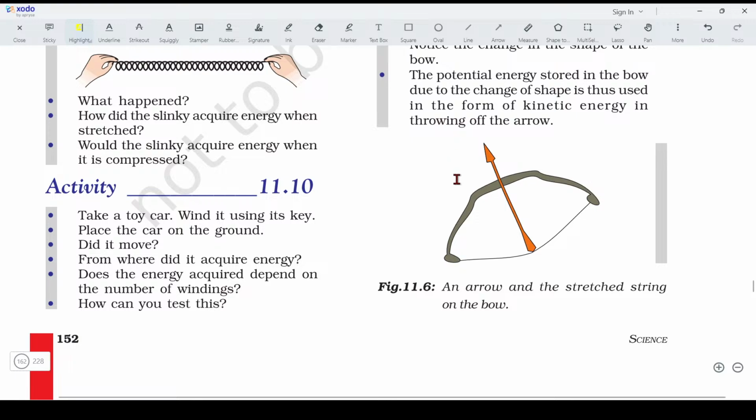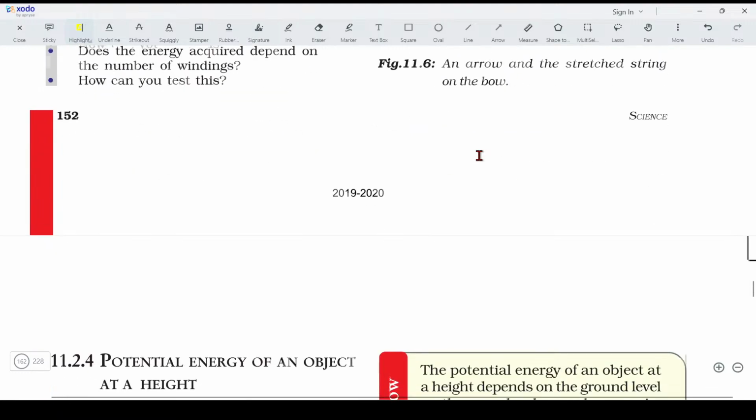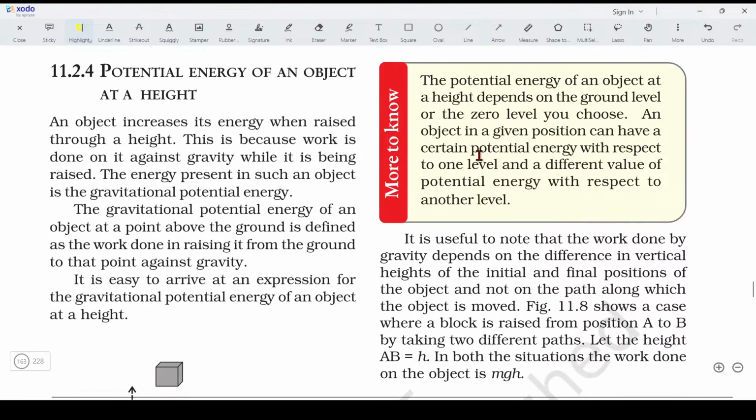But we see that when force is applied on an object with potential energy, it has the ability to make another object do work. It can itself do work. That's why it will be able to move the arrow. Now, there are a lot of potential energies.